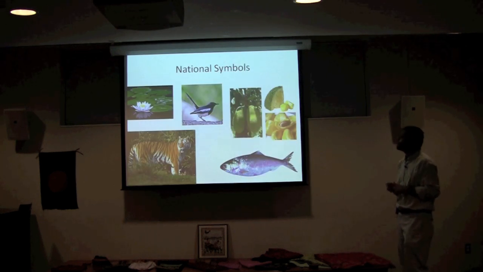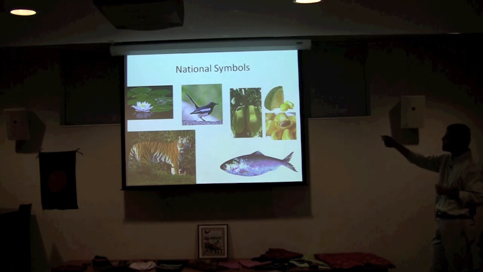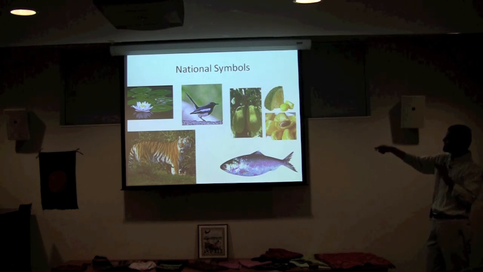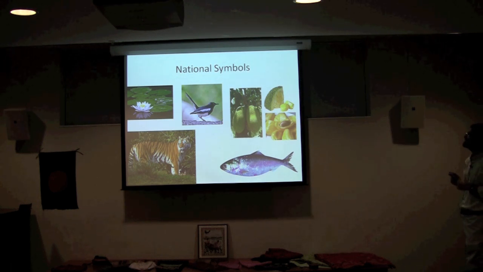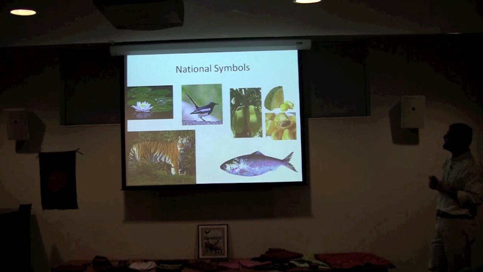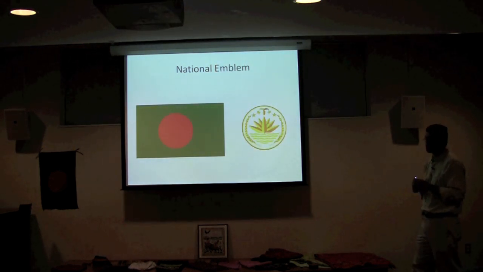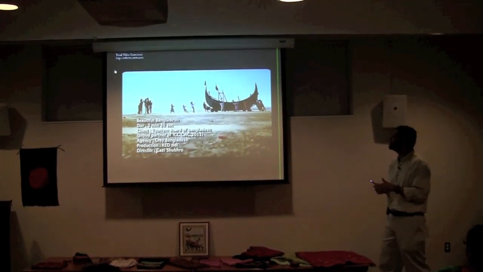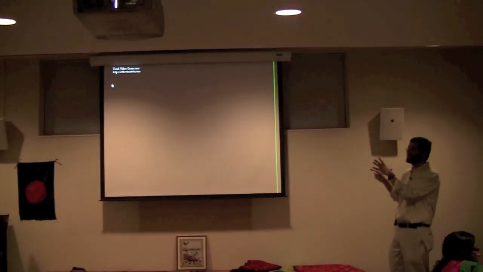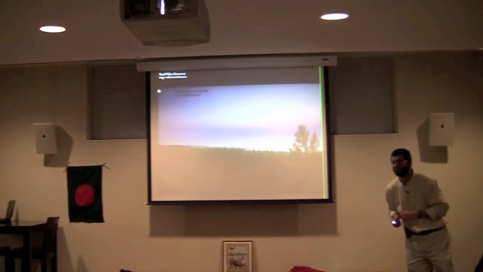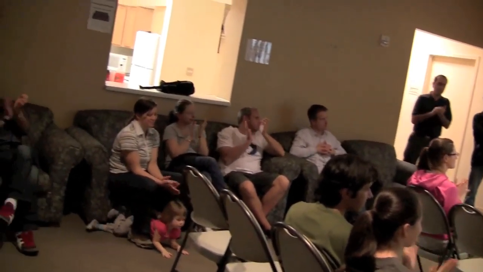Okay, national symbols. We have the water lily, the Royal Bengal tiger, jackfruit, and hilsa fish. These are all our national symbols. And okay, so I guess this is all we have for you today. And right now, we found this video on the internet, so we thought you would like to have a look at it. Thank you.